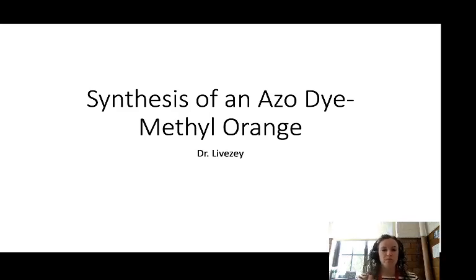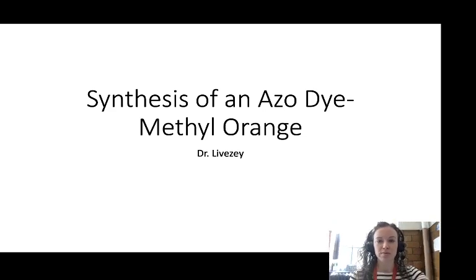This week we will be synthesizing a dye, and not just any old dye, folks. This week we're going to be synthesizing a pH indicator, so that should be kind of fun.